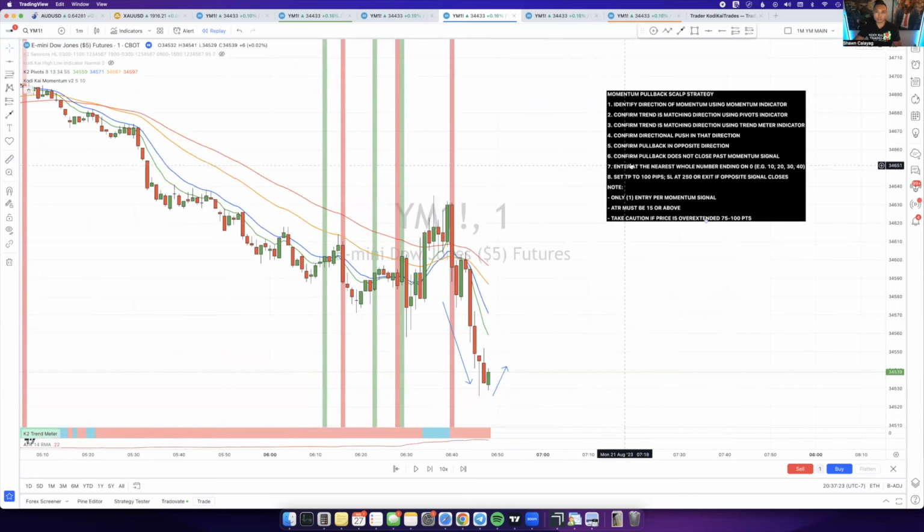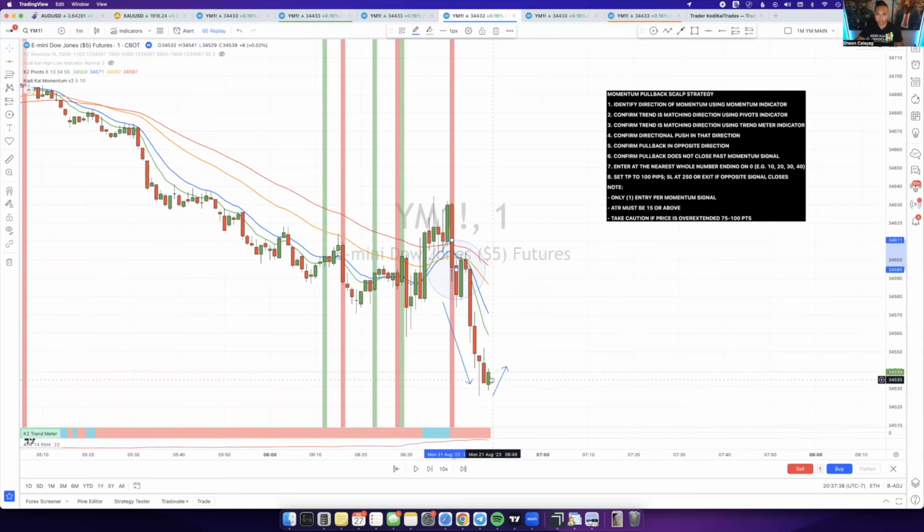For step 6, you want to confirm that the pullback does not close past the momentum signal. So price pulled back right here, but the momentum signal is way up here, right? So with that said, we have steps 1 through 6 met. And now you can enter at the nearest whole number ending on 0.